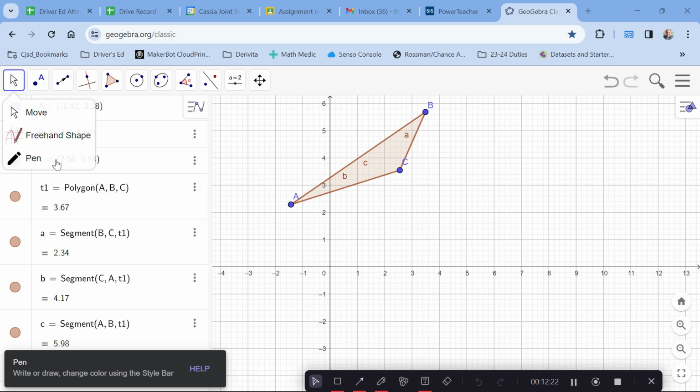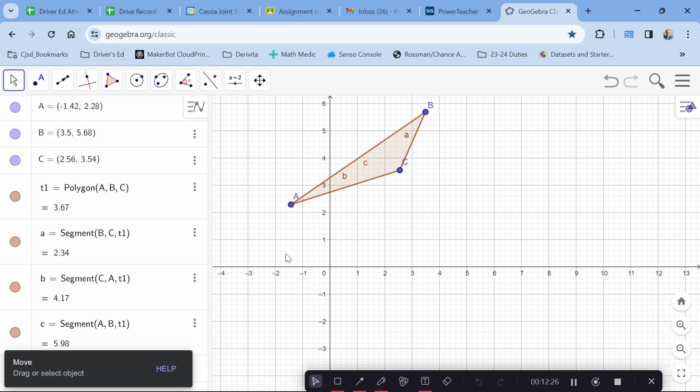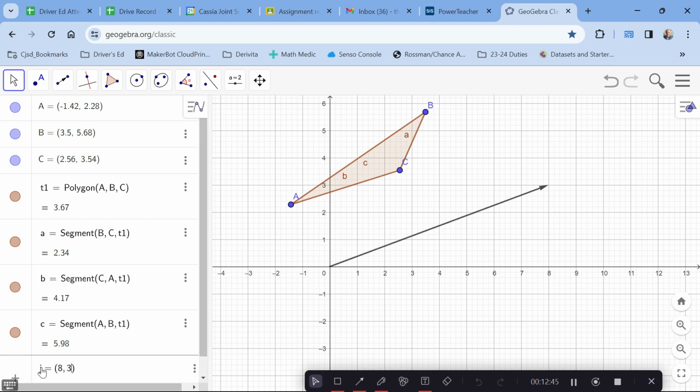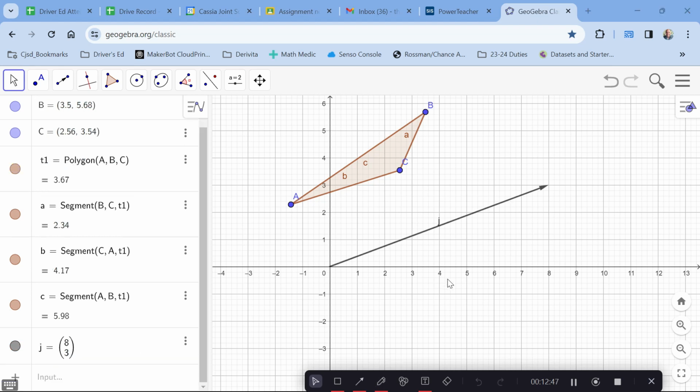I'm not going to use the pen tool. I'm going to use, there we go. All right. So what I'm going to do is create a vector in here like this. Let's say vector J. And it'll look like this. Let me go 8, 3. So see, this vector is going to the right 8 and up 3.